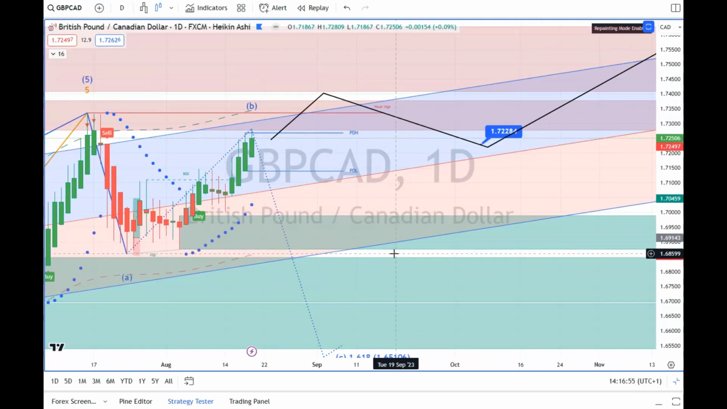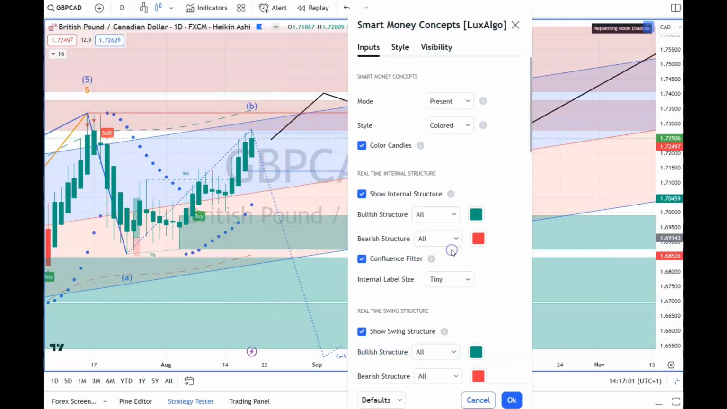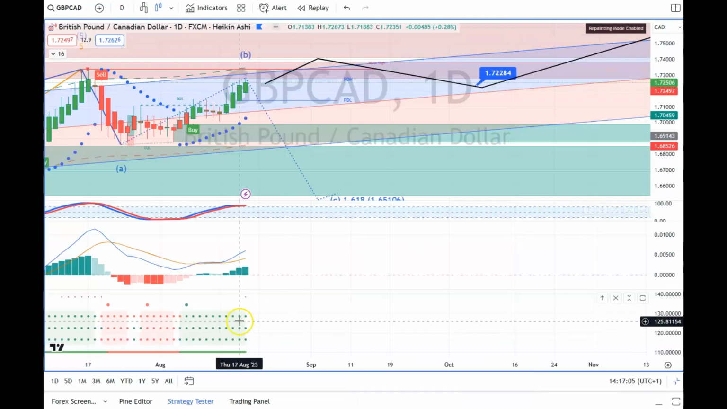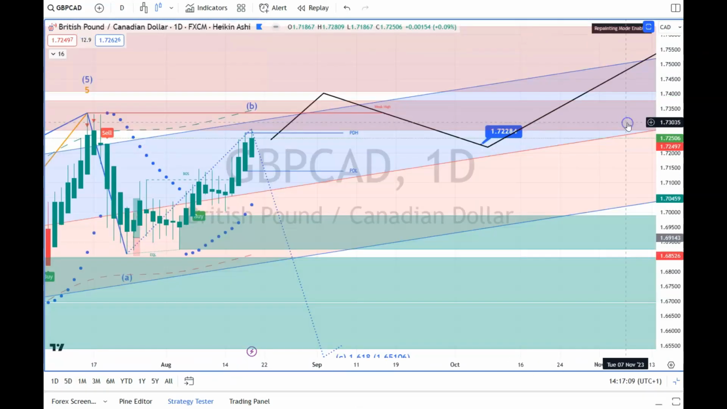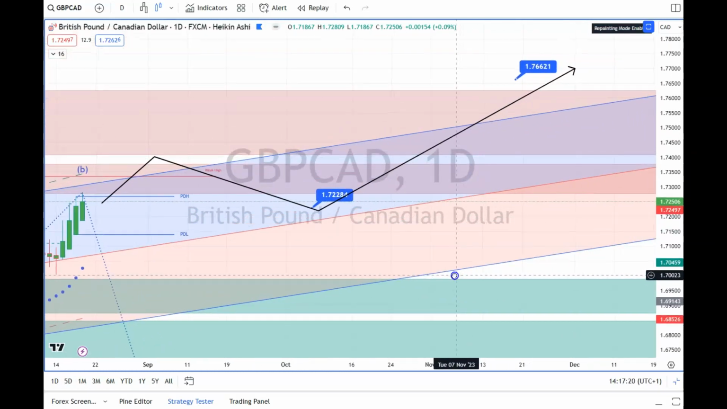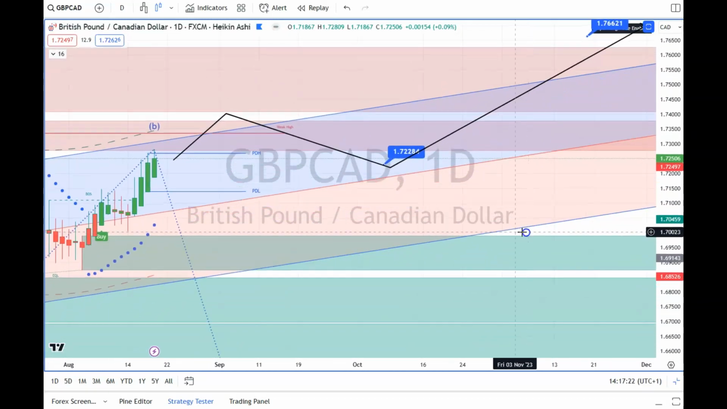So pound Canadian. I am expecting further upside momentum. There's a little bit further to go into a parabolic trend. As you can see here, all the buyers are in, but there is probably going to be a little bit of a correction in the next few days. So the target is 172.28, but further on from that, we've got a big target of 176.62.